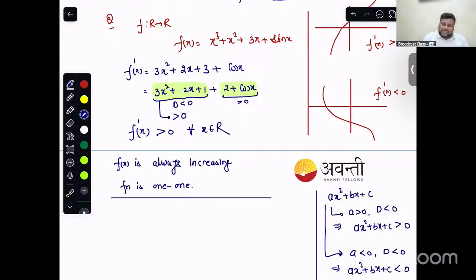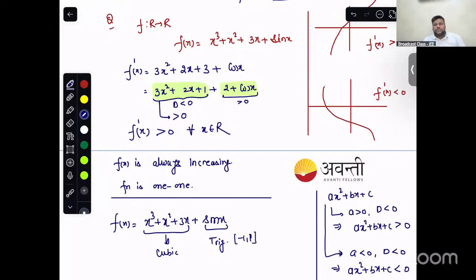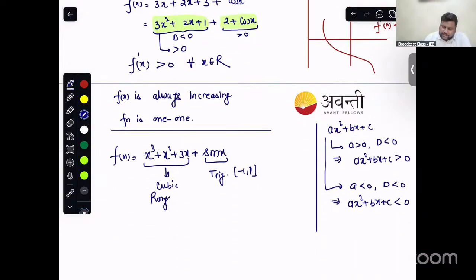Now, half of the portion of this f(x) is x cube plus x square plus 3x plus sin x. If you see, this is a cubic polynomial, and this is trigonometric, which belongs to minus 1 to 1. Yes or no? Now that cubic polynomial is going to take very large values also. It is going from minus infinity to infinity. What sin x is going to do is add plus 1 or minus 1 at times. But this cubic is always dominating and makes its range R. Got it? Cubic range R.